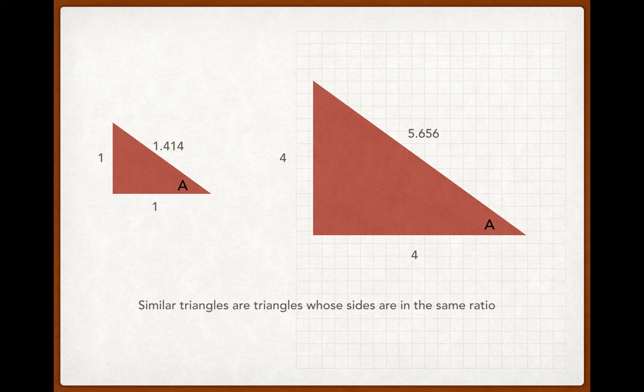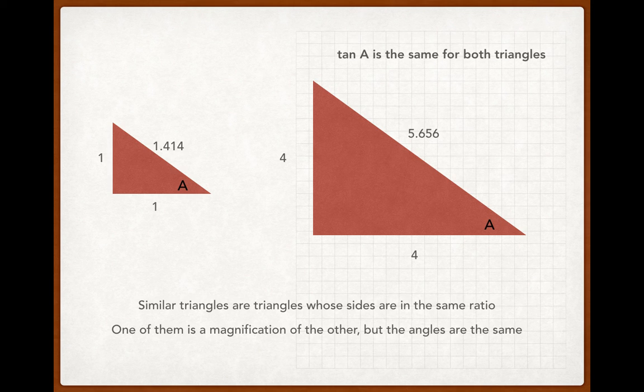These are called similar triangles, and the sides of one triangle are in the same ratio as the sides of the other triangle. So one of them is a magnification, but the angles are the same. And this is important to understand for what we're doing in applied maths at the moment with regard to the angle stuff. Notice that tan A is the same for both triangles as well. The one on the left is 1 over 1, the one on the right is 4 over 4. Both give you an angle of 45 because tan of 45 equals 1.